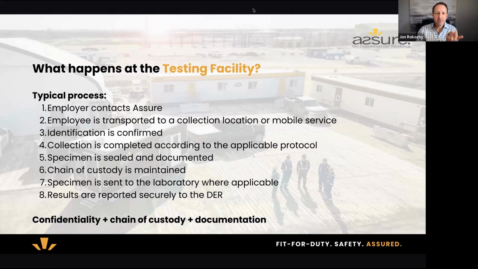Number 4, collections completed, specimens sealed and documented, sent off to the lab. Chain of custody pertains to procedures that we follow to ensure that it's that employee's sample that's being bottled at the testing facility, that's given to Purolator. Purolator is handing it off to the lab. The lab is handing that result to the medical review officer, who sends it back to our office. That's all the steps of chain of custody. We ensure that chain of custody is maintained. Number 7, the specimen is sent to a lab where applicable, results reported securely to the designated employee representative at your company.